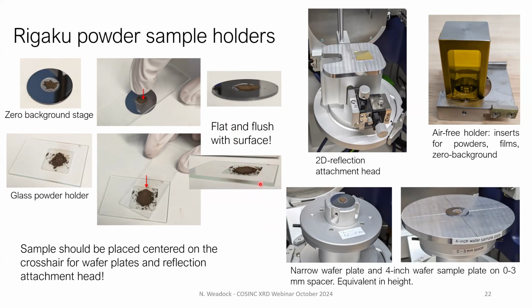This glass holder will be used with a different attachment head that's shown here, but the zero background stage can be mounted on our 4-inch wafer sample plate or our narrow wafer plate here. Or you can load powders into an air-free holder, which has inserts for powders. It's got thin films as well as zero background capabilities. I will note in the Rigaku software, this narrow wafer plate isn't an option, but if you want to use this, when you're doing your alignment, just select the 4-inch wafer sample plate, and the height of this is equivalent to the 4-inch wafer plate and the 0 to 3 millimeter spacer.